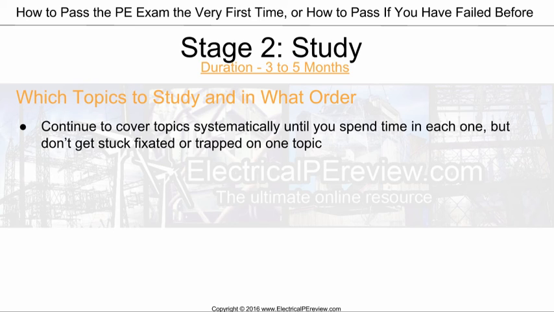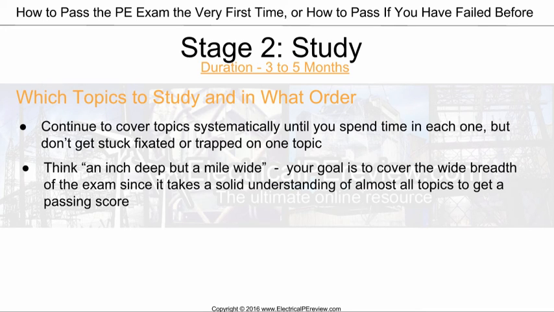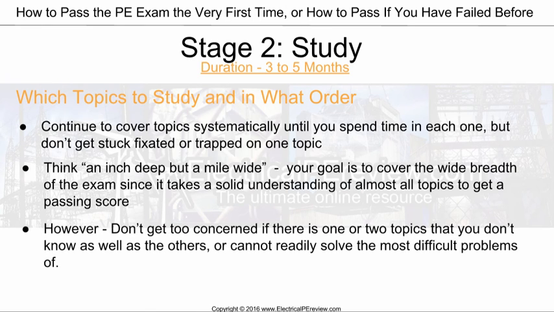But let's make sure we don't get fixated or trapped on one topic that might be more difficult. Think an inch deep, but a mile wide, right? Our goal is to cover the entire breadth of the exam, since it takes a solid understanding of almost all of the topics to get a passing score. But don't get too concerned if there's one or two topics that you're not as strong in as the others. It's okay to have one or two topics where you can pass, say, 50% of the questions, but the more difficult ones you struggle with.